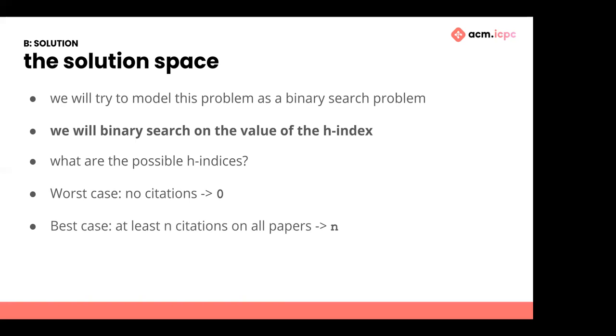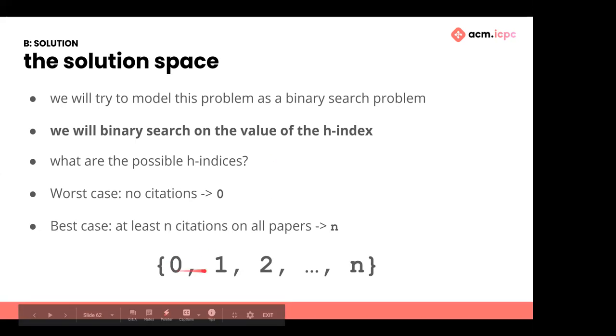And the reason for that is because for an H index to be valid, you need to have n citations on n papers. And since we only have n papers, an H index of n plus 1 is never going to be valid because we don't have n plus 1 papers. So because of that, we end up with a solution space that looks like this. So we have 0, 1, 2, and so on and so forth, all the way up to n.